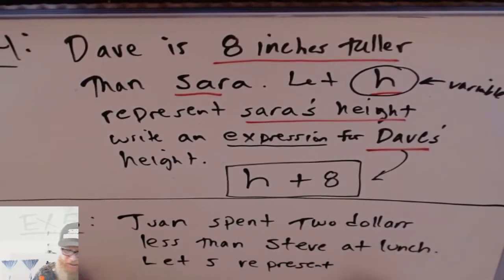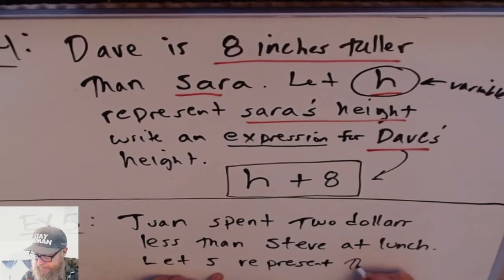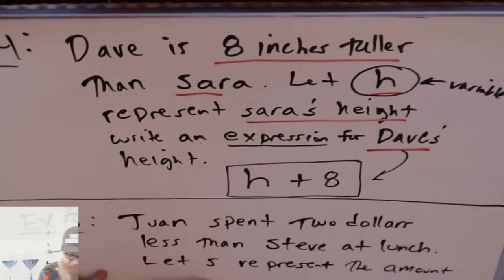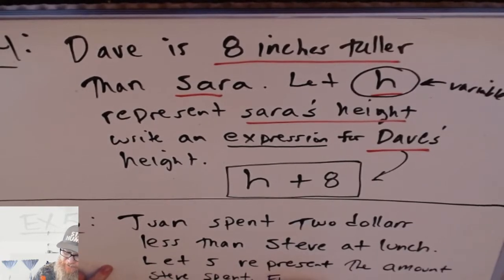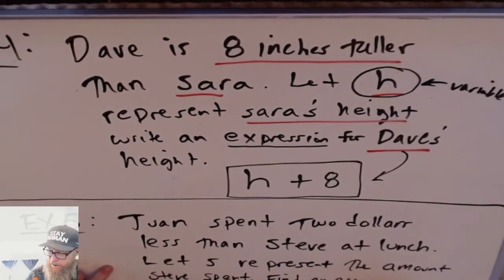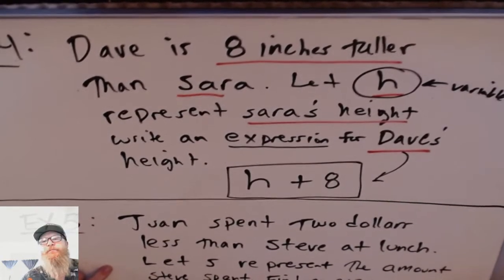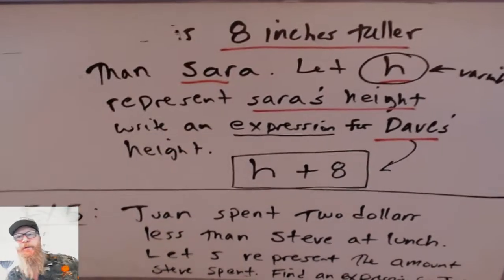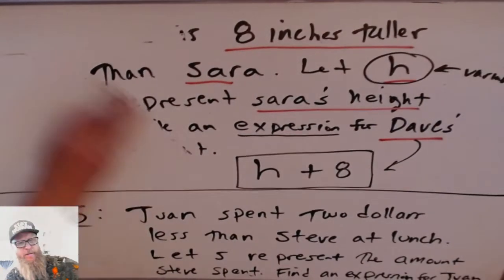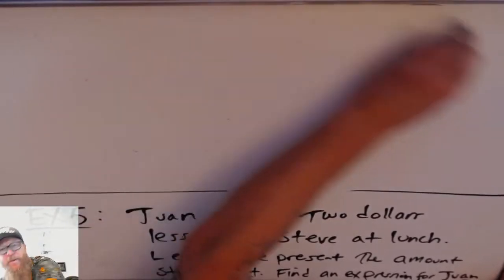So Juan spent $2 less than Steve at lunch. Let S represent the amount Steve spent. Find an expression for Juan. I know I'm running out of space. It's kind of hard to see what's going on here, but let's see if I can get that in there. Sometimes I try to squeeze 2 problems on the board and then I regret the choice.